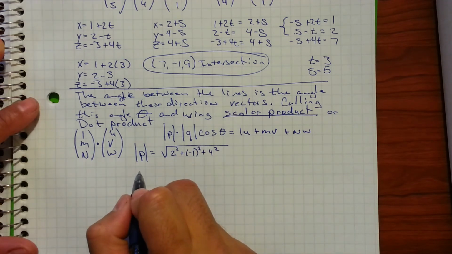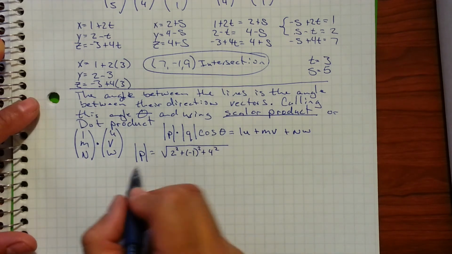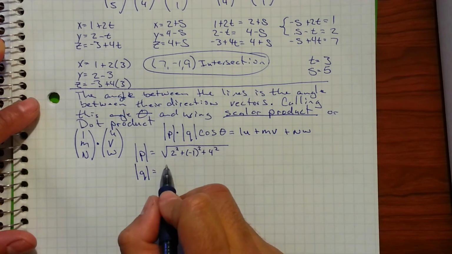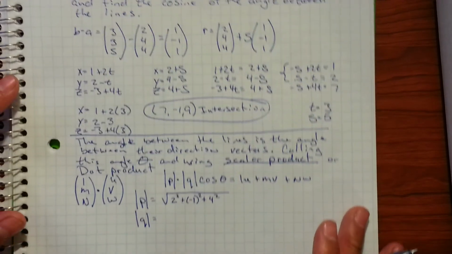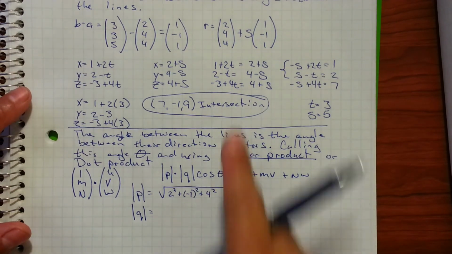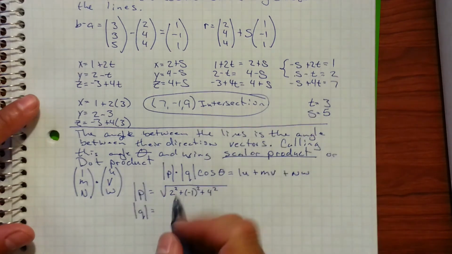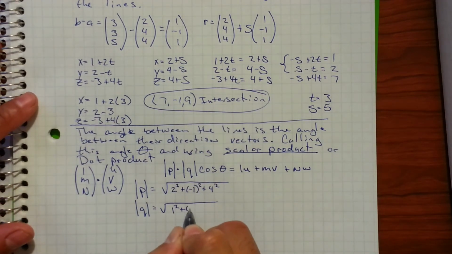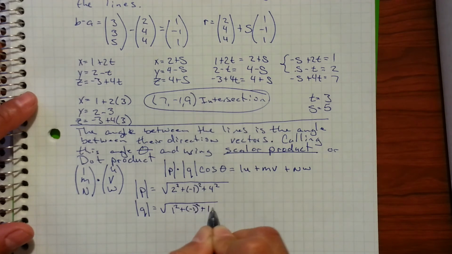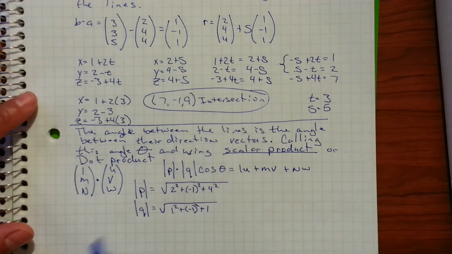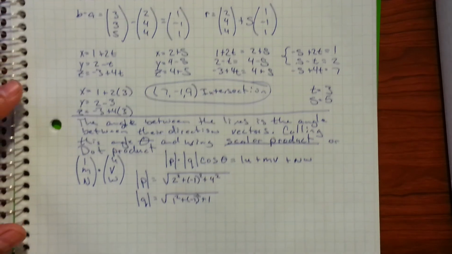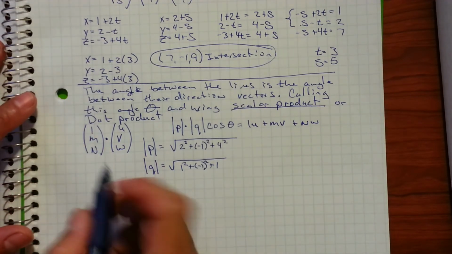And my magnitude for Q is equal to the directional vector right here. For this one, it's 1, negative 1, 1. So 1 squared plus negative 1 squared plus 1. So that's going to take care of that, and I still have to do this for this part right here. So let's write this out.